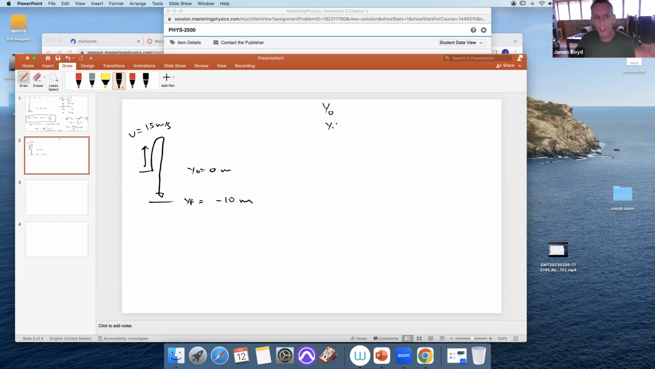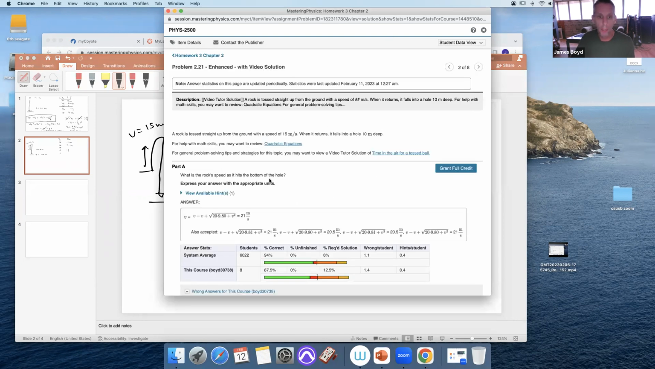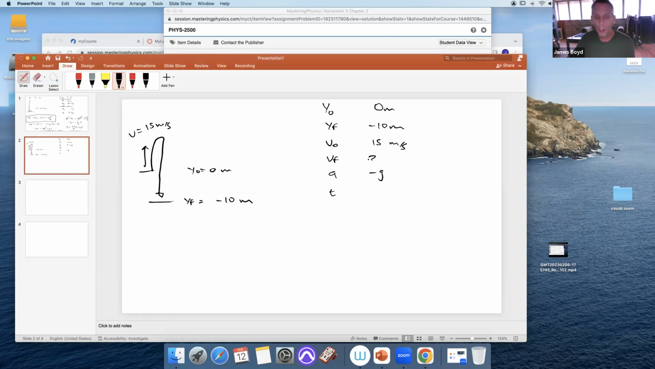And again, just start by listing the initial, the final, a, t. a is negative g. We know y initial is 0, started from the ground. We know y final is minus 10 meters. We know v initial is positive 15 meters per second. We want to find v final, and we do not know how long.